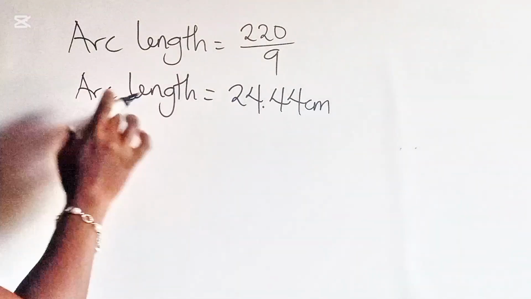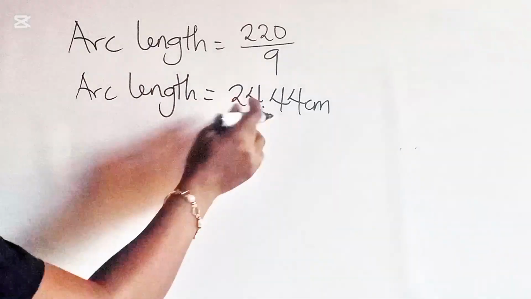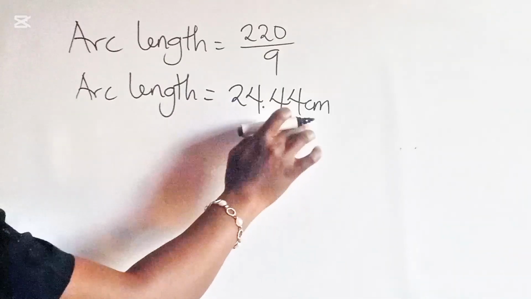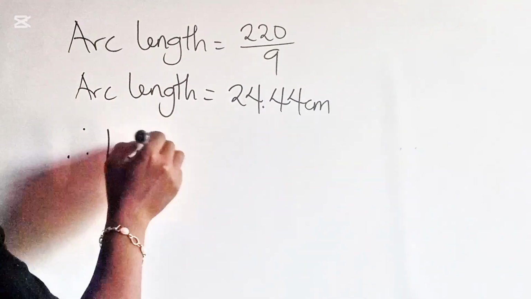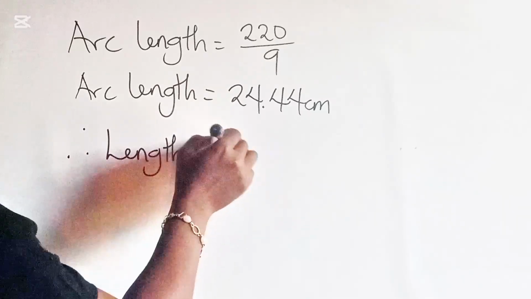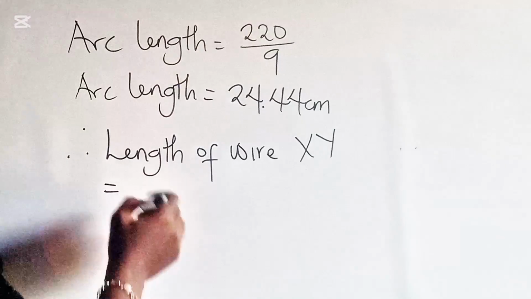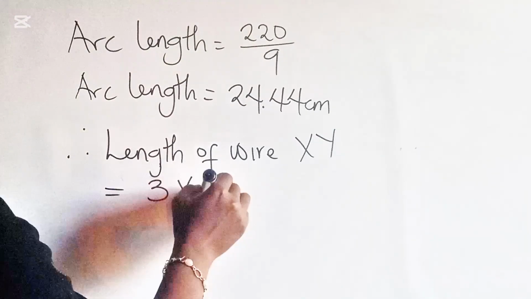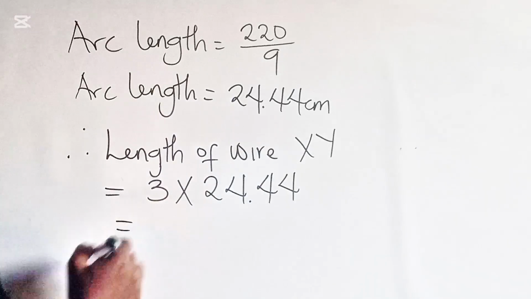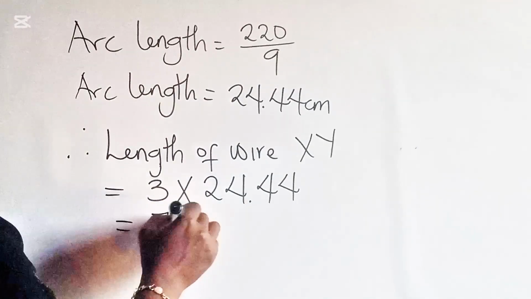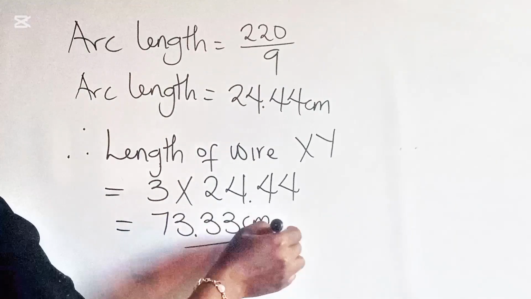Remember that this length, the length XY, formed three arcs. So to find the full length, we are going to multiply 24.44 by 3. Therefore, the length of the wire XY is equal to 3 times 24.44, and this would give us 73.33 centimeters as the answer.